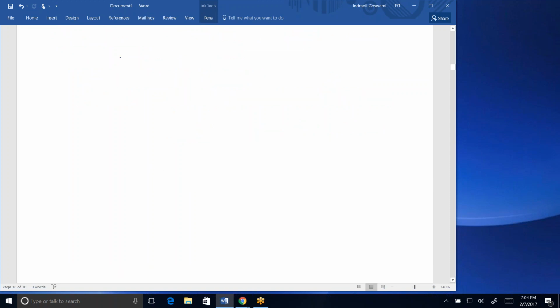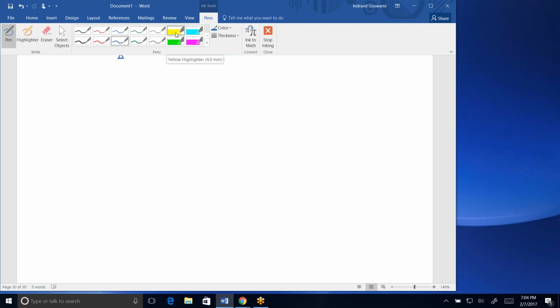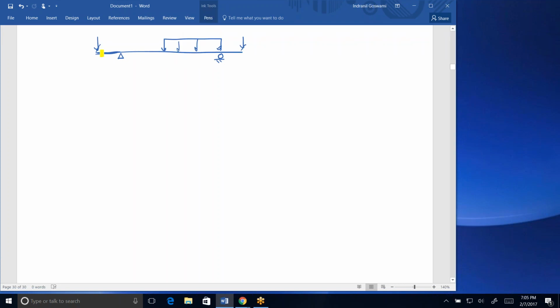So let's start with, let's say you have a beam with overhangs actually, and let's say there is a point load on each overhang. There's a distributed load here. Now, first of all, there are zones for this beam.